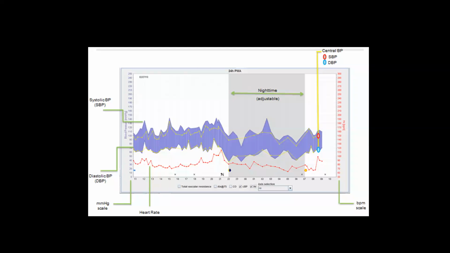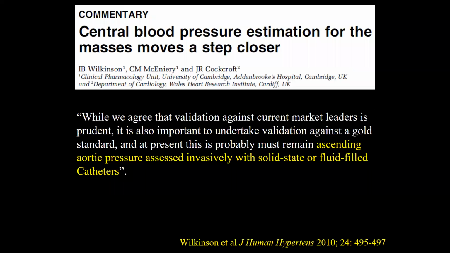And here is a trace of a 24-hour monitor from the Mobil-O-Graph system. What you can see that's interesting here is that if you look at peripheral and central pressure here in the yellow, sometimes the amplification between the aorta and the arm is not very much. At other times, it's a lot. What this absolutely means, we really don't know yet, because this is the first time that we've really been able to make these measurements. So we thought that this was a really interesting development, because it was making central blood pressure estimation move closer to being used in clinical populations.